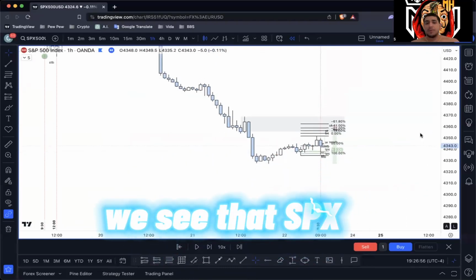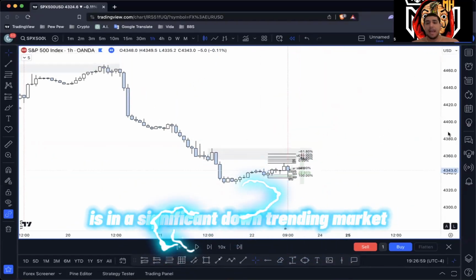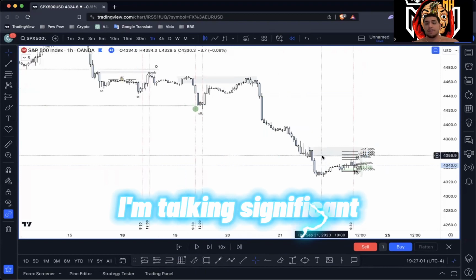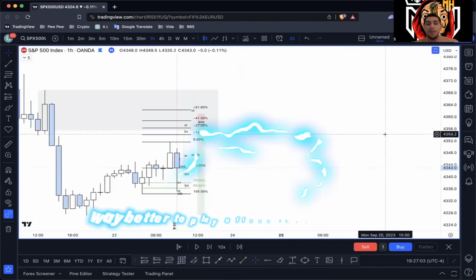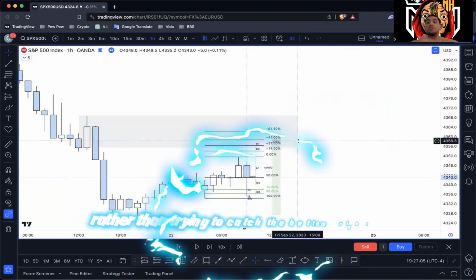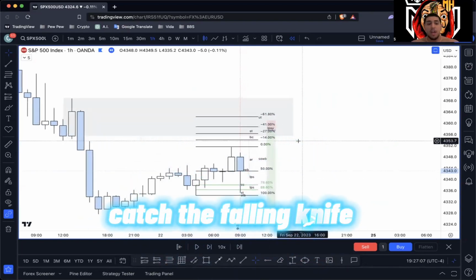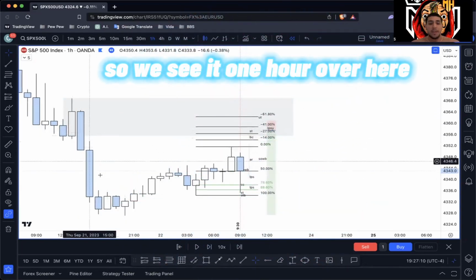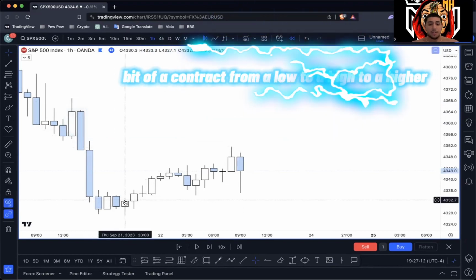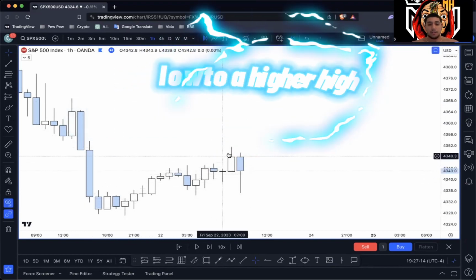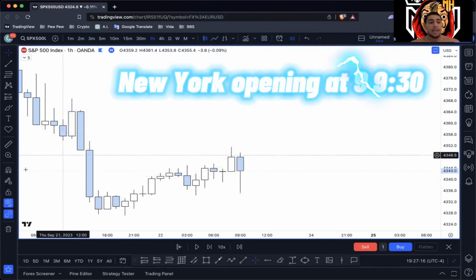If we see that SPX is in a significant downtrending market, I'm talking significant, then we understand that it's way better to play off continuations rather than trying to catch the bottom, right? Catch the falling knife. So we see a 1 hour OB here, and price starts to have a bit of a counter trend from a low to a high to a higher low to a higher high. New York opened at 9,930.